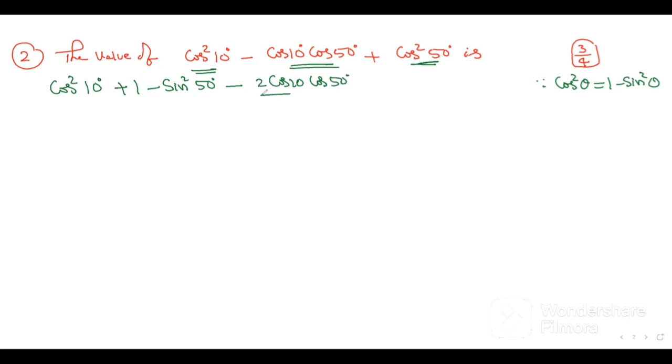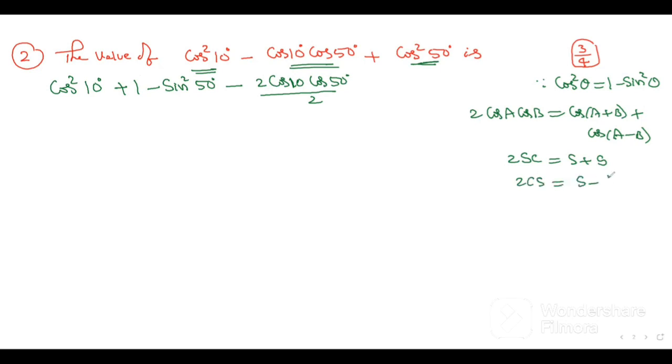Here we divide and multiply by 2. Why? Because we have one formula, 2 cos A cos B is equal to cos A plus B plus cos A minus B. So we have coding: 2SC is equal to S plus S. 2CS is equal to S minus S. 2CC is equal to C plus C. Minus 2SS is equal to C minus C. Here S is for sine, C is for cos.